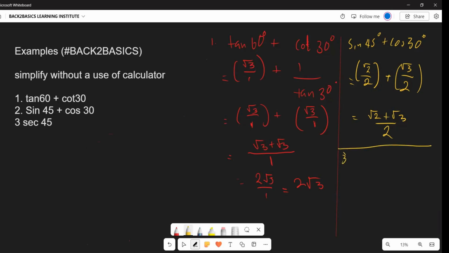Now your number 3, how can you solve your number 3? Now you are given sec. Now what is sec? Now sec is the reciprocal of cos, right? So which means this is actually 1 over, right? Sec of 45 degrees is same as 1 over cos 45 degrees. Isn't it so? And what is going to be the ratio of 45 degrees? Now this is same as 1 over, this is going to be your root 2 over your 2.